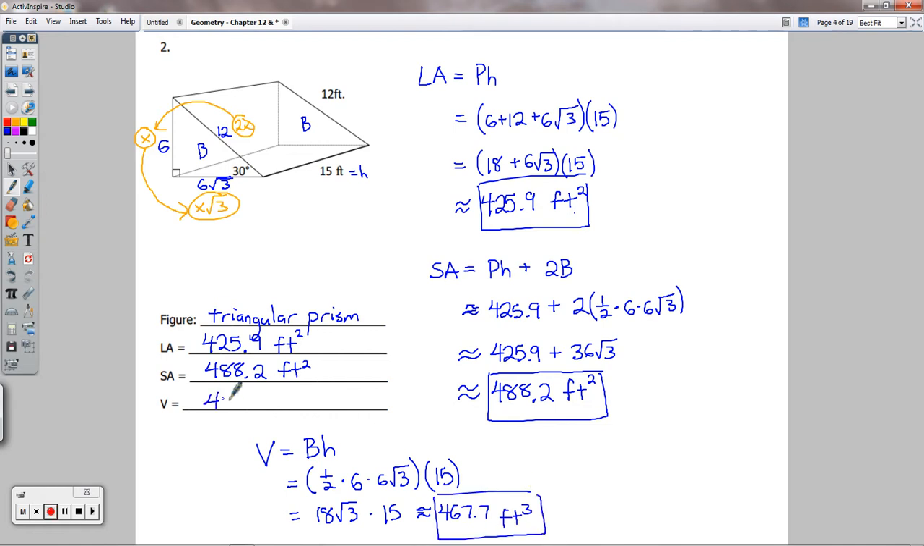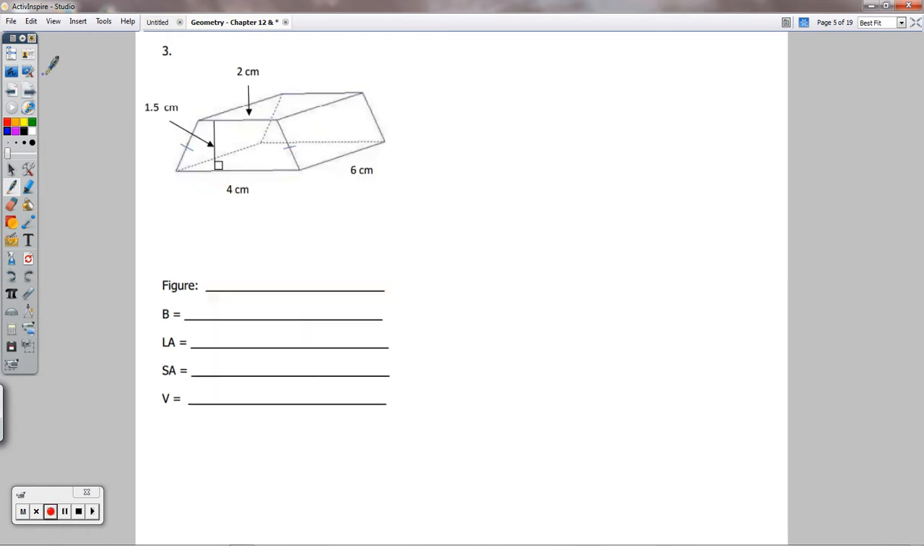467.7 feet cubed. Beautiful. Let's move on to number 3. Number 3, it looks like a trapezoidal prism. If you want to be even more specific, because of this mark here and this mark here, those congruent marks would mean an isosceles trapezoidal prism. So if you want to be as specific as possible, as the directions say, we would say isosceles trapezoidal prism.